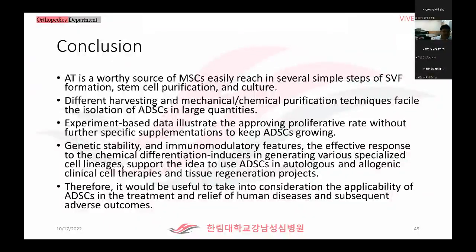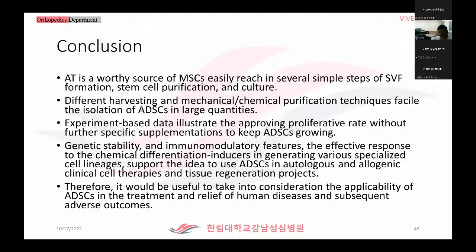As we know, adipose tissue is a worthy source of mesenchymal stem cells, easily reached in several simple steps by SVF formation, and stem cell purification and culture is very easy. Different harvesting and mechanical and chemical purification techniques make isolation of ADSCs in large quantities possible. Experimental data illustrate a good proliferative rate without further specific supplementation to keep the adipose-derived stem cells growing. So yes, maintenance of adipose-derived stem cells is not a big challenge in a laboratory. Genetic stability is very high.